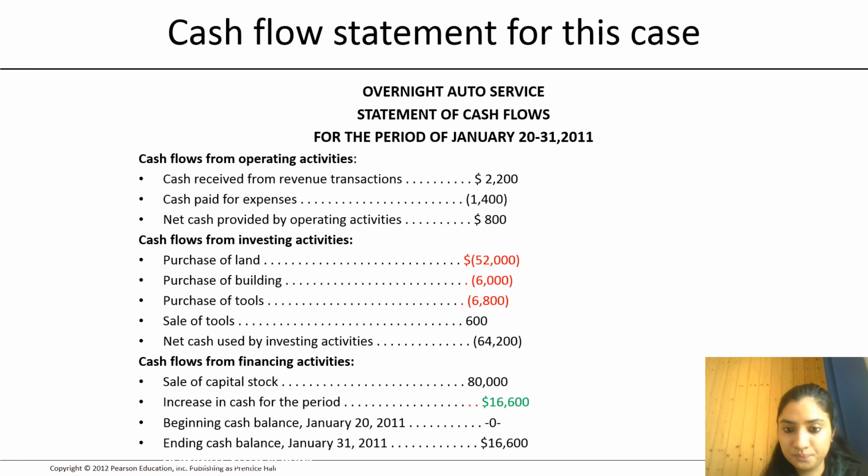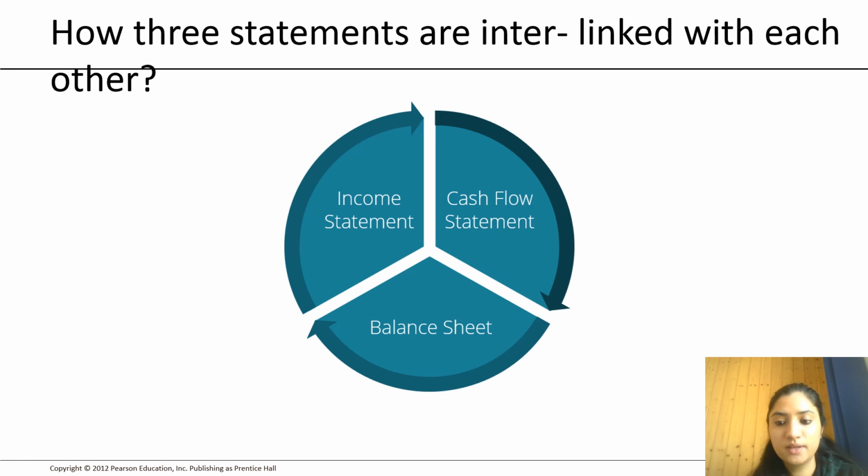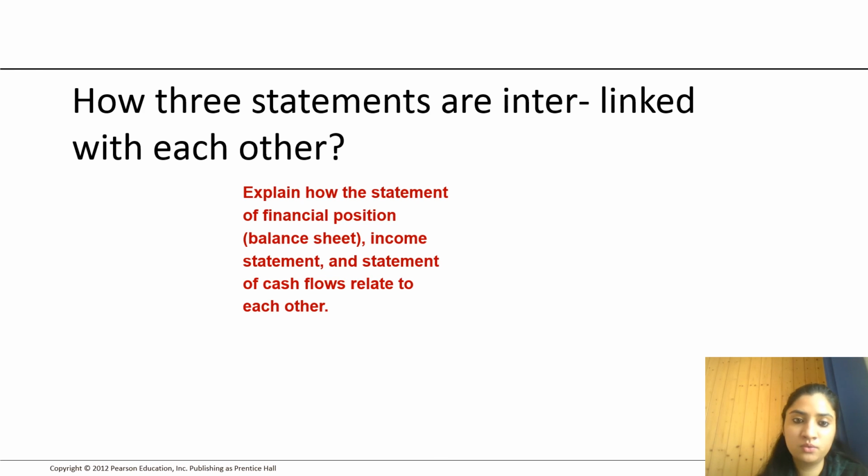You can see here how these statements are interlinked with each other. All three statements are interlinked. However, we cannot use them as a substitute for each other, but yes, we can relate them. The information that we get from the income statement is shown on the balance sheet, and the information from the cash flow statement is also shown in the balance sheet. For example, what are the investing activities, what are the operations that we have done? We can see it in the income statement and in the balance sheet.